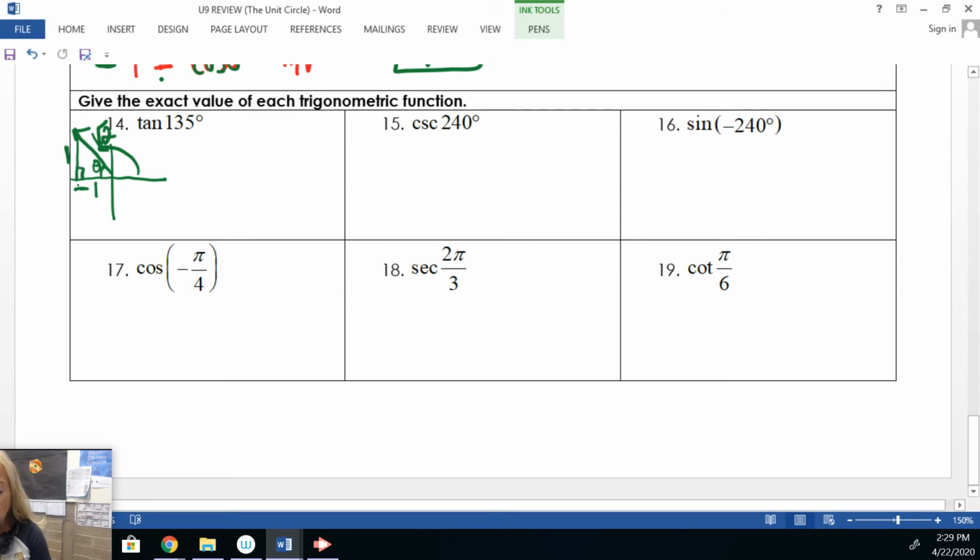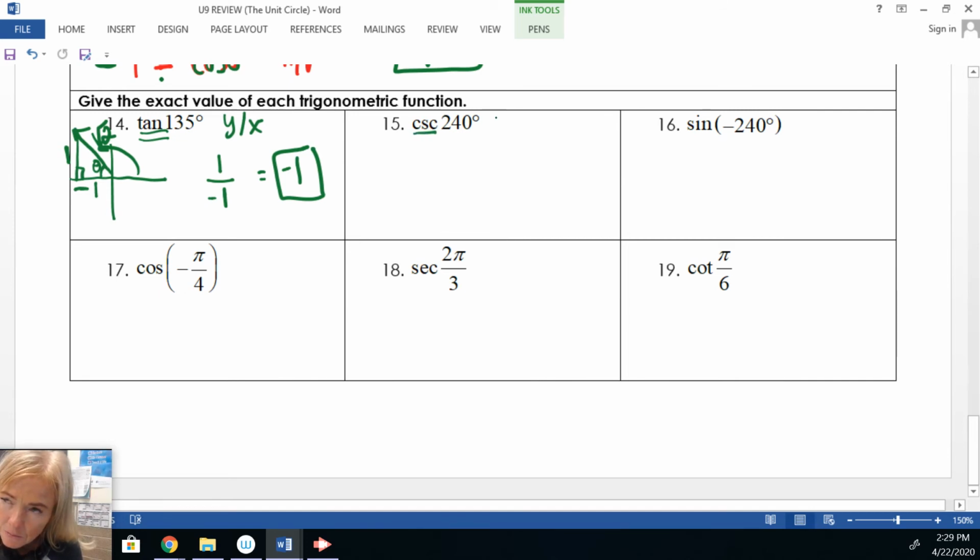In this case, I have a negative x and a positive y, and then r is always positive. So you set up your sides 1, 1, radical 2 on your 45, 45, 90 triangle, and then you find your tangent. Note that tangent is y over x. So y is 1, x is negative 1, so our answer is negative 1. All right, cosecant is the reciprocal of sine, so sine is y over r. Cosecant is r over y.